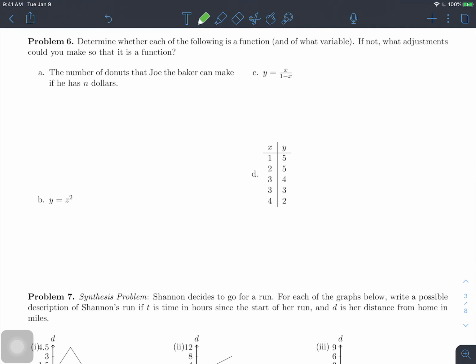So let's see here. We got A, B, C, D. We're going to try to figure out whether or not these are functions. Let's have these 2 rows, you guys do A. These 2 rows, you guys do B. These 2 rows, you guys do C. You guys do D.